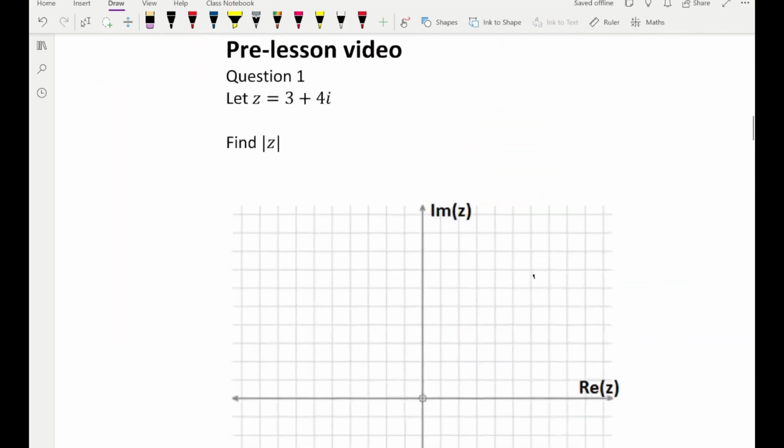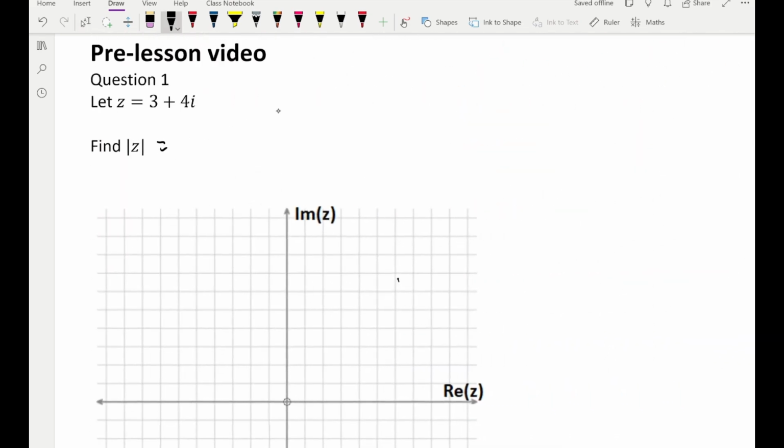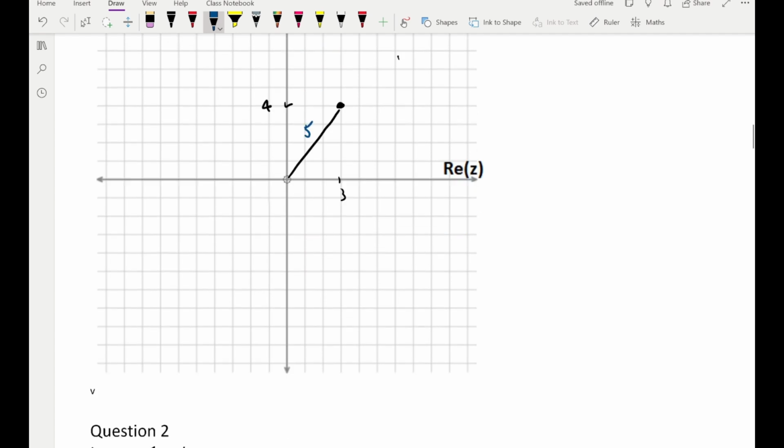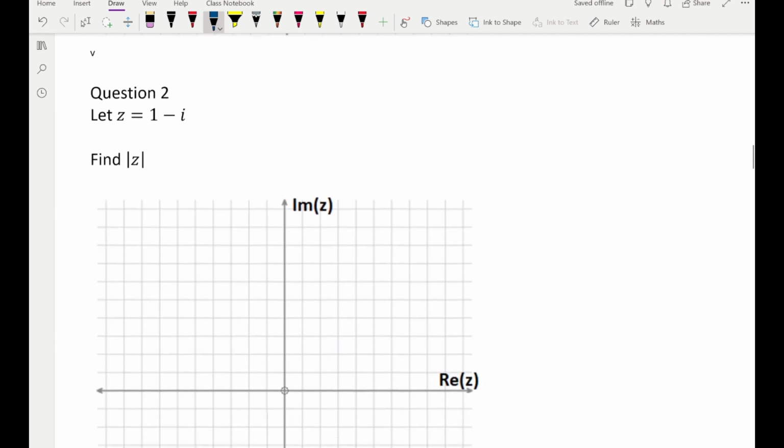Let's do an example. 3 plus 4i, we're going to get a equals 3, b equals 4. So the modulus of z equals the root of 3 squared plus 4 squared, which is root of 25, which is 5. So here's 3, here's 4, here's the number. And what we're basically saying is the length of that line is 5 units. Hopefully you agree.